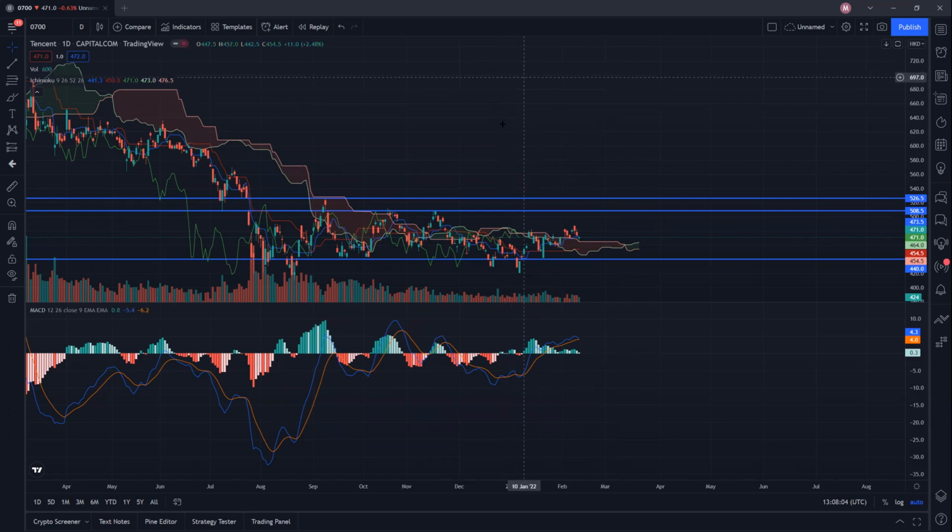Jokes aside, after we manage to hold at this 440, I believe that Tencent can break up to looking at the psychological resistance at about 500, and thereafter 508, and lastly about 524, 525, 526, around those levels.